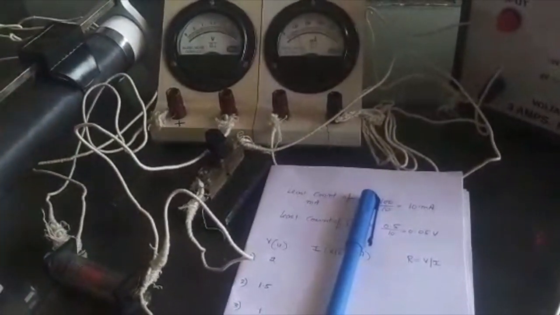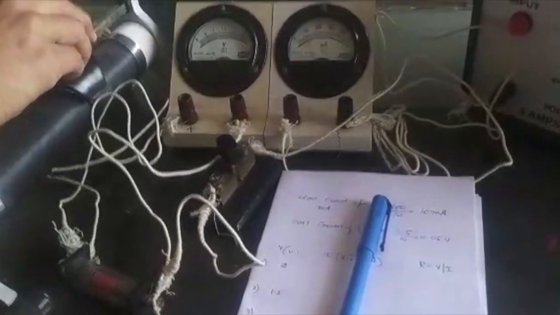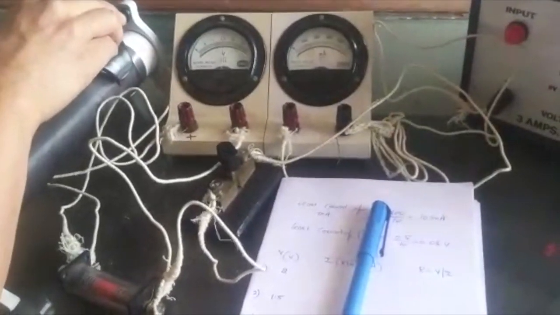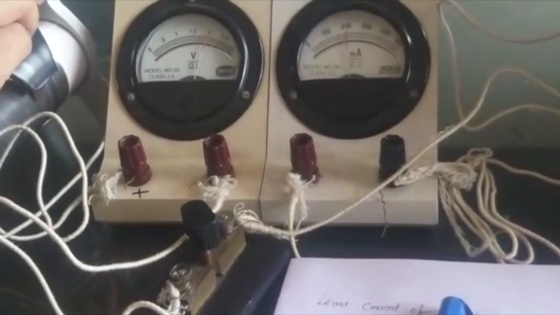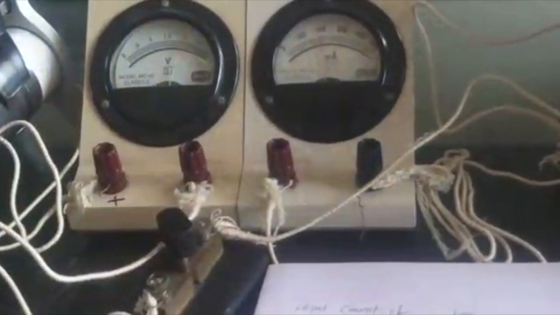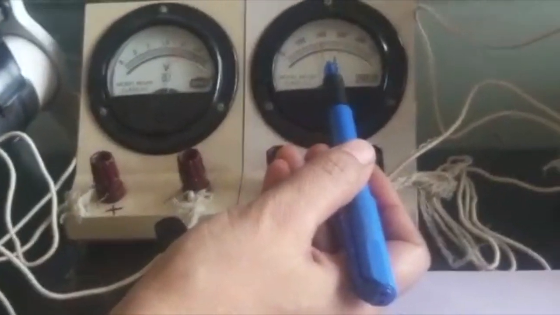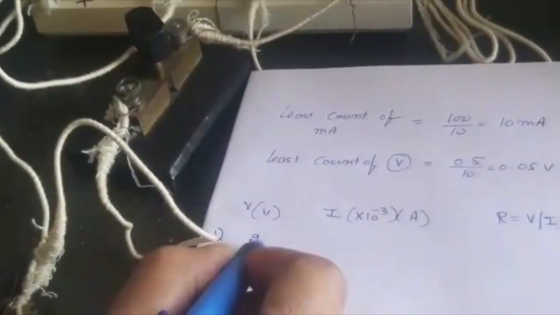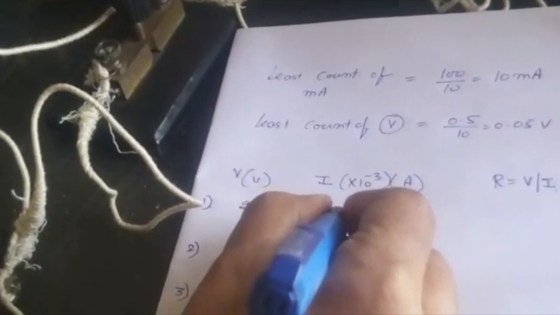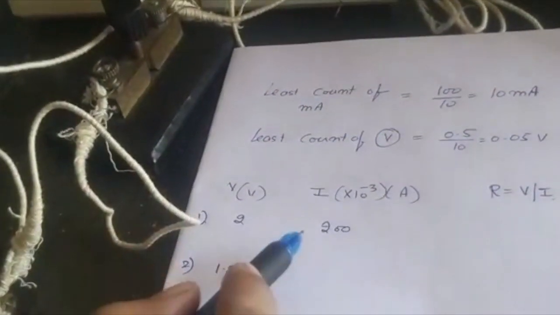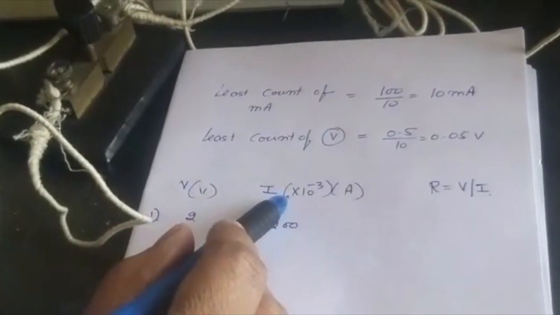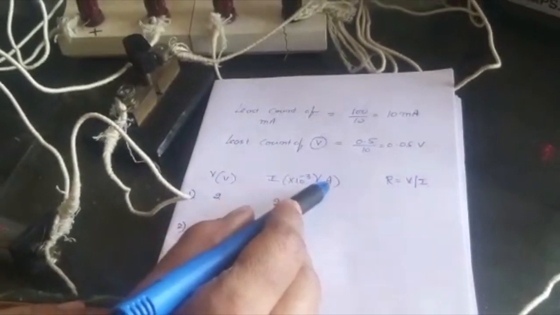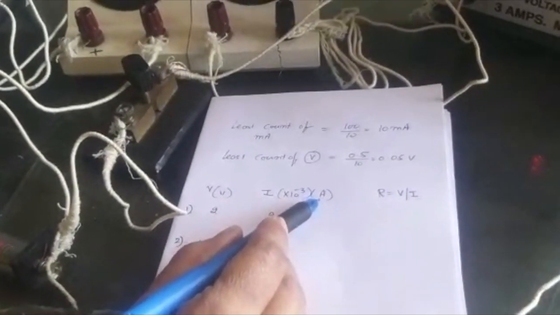Now let's start taking our readings. In the first set, I am setting my voltmeter at 2, and in correspondence to this, the ammeter reading here is 200 milliampere. So the first set of readings is 2 volt and 200 milliampere. Here you have to take care: since we are taking the readings in milliampere, I have to multiply this with 10 raised to power minus 3 so that I get my value of current in ampere.